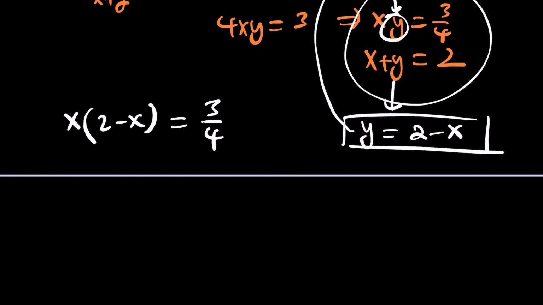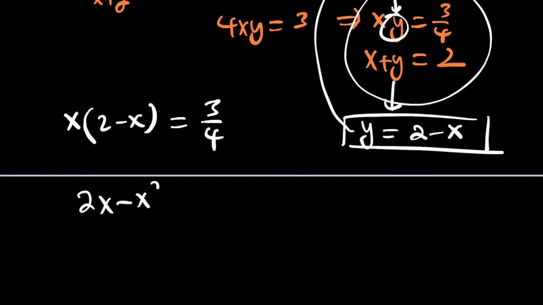You got that? And you can test some values here, like could it be 1/2, could it be 3/2, and so on and so forth, as long as you're picking something less than 2, because this is supposed to be positive. This also tells you that x needs to be between 0 and 2, I think, right? Okay. Anyways, let's just solve it.